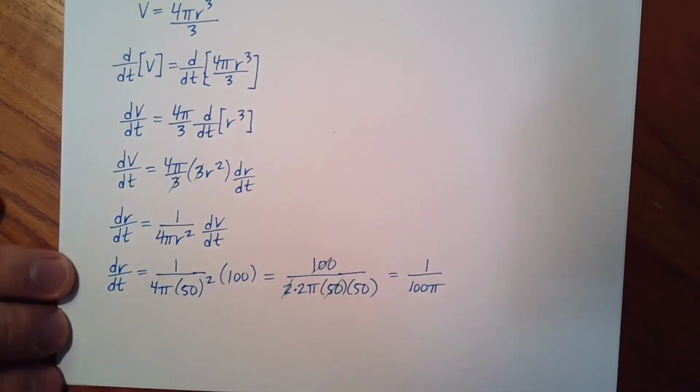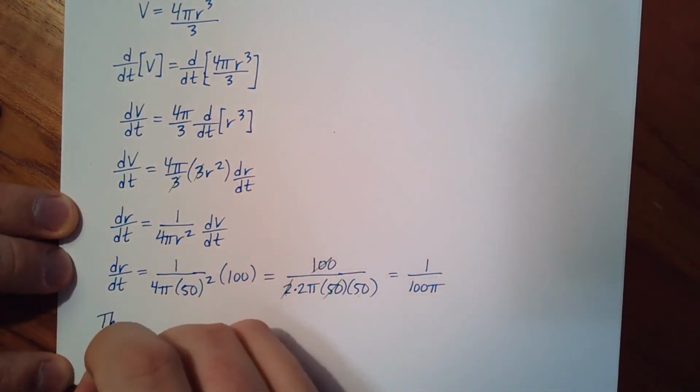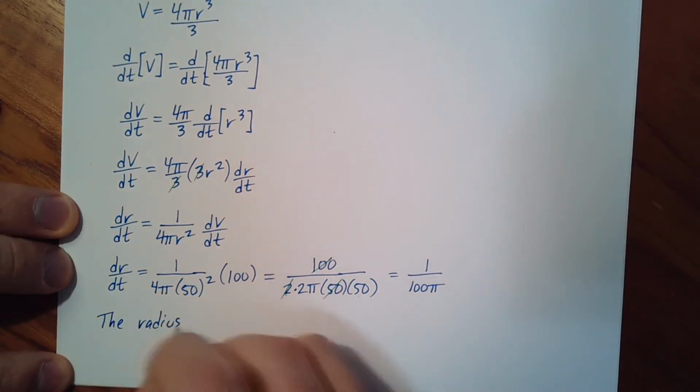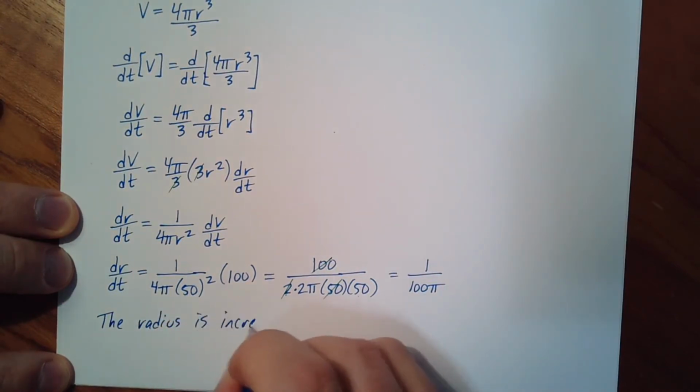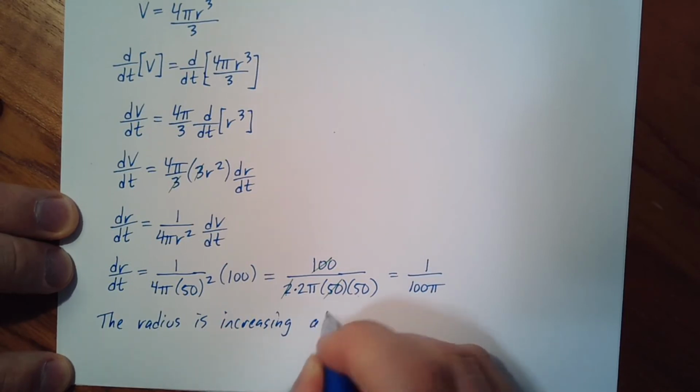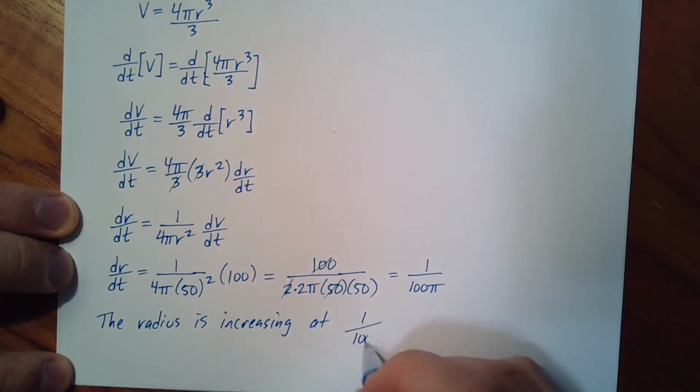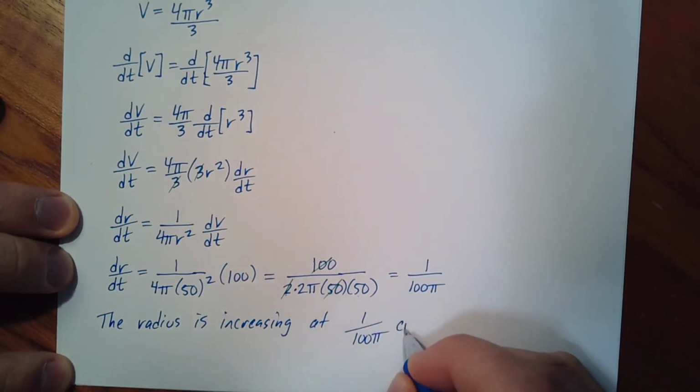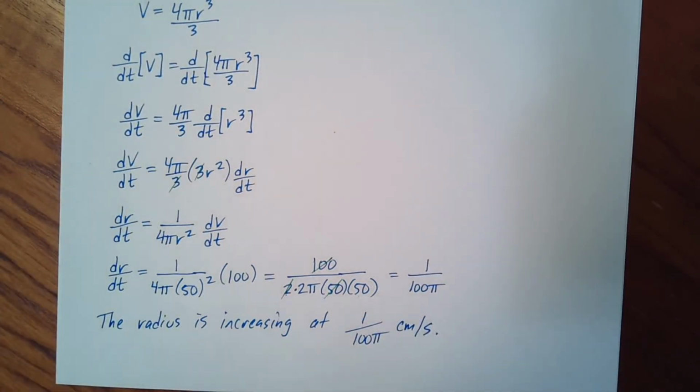So let's finish that off. The radius is increasing at 1 over 100 pi centimeters per second. And that's a complete answer.